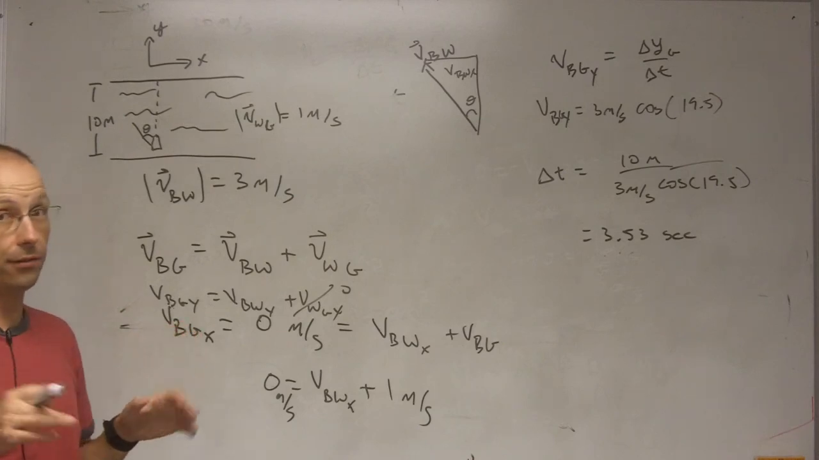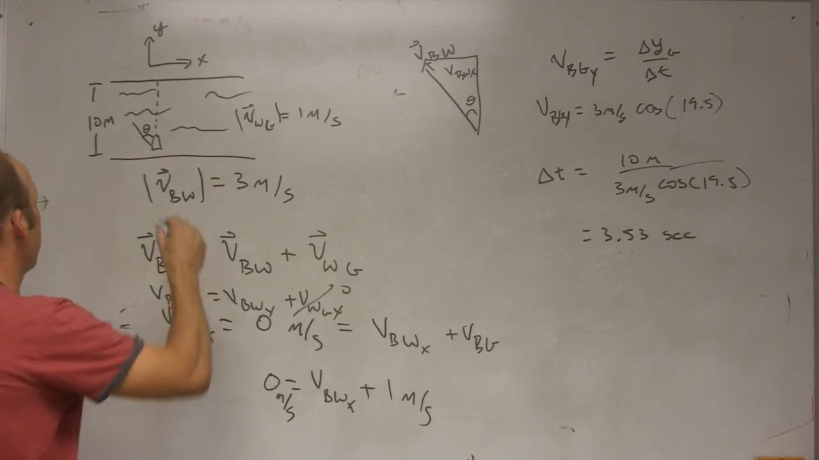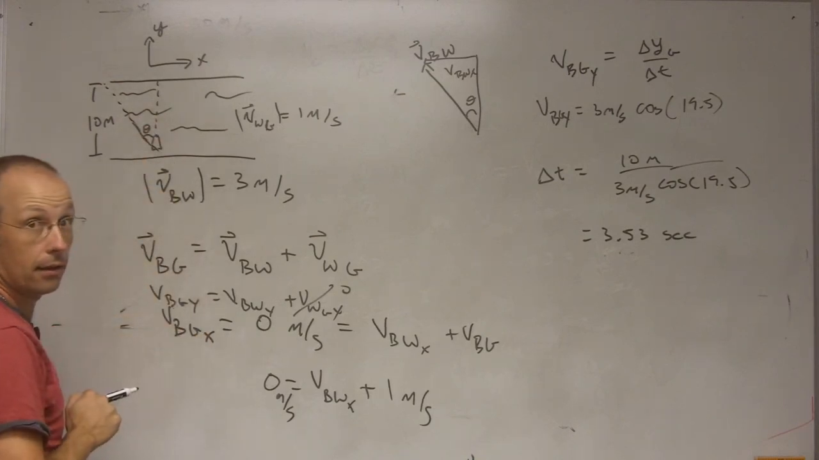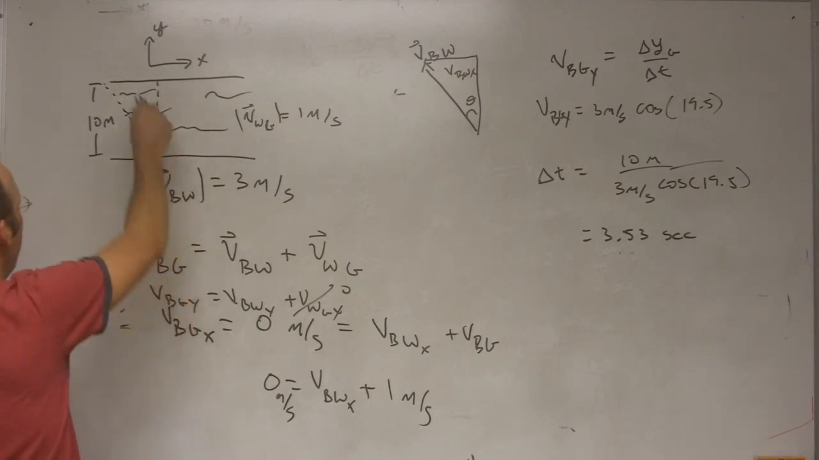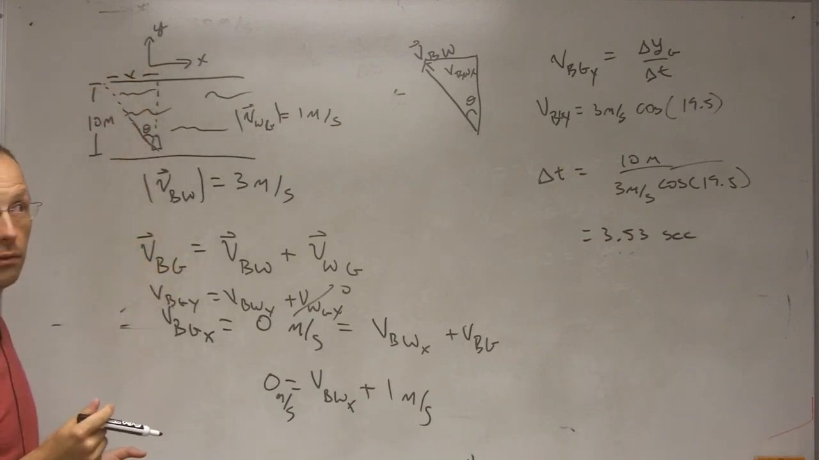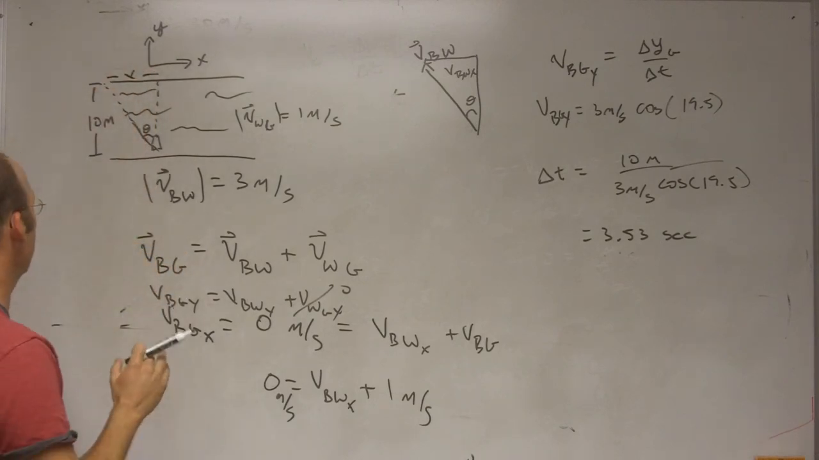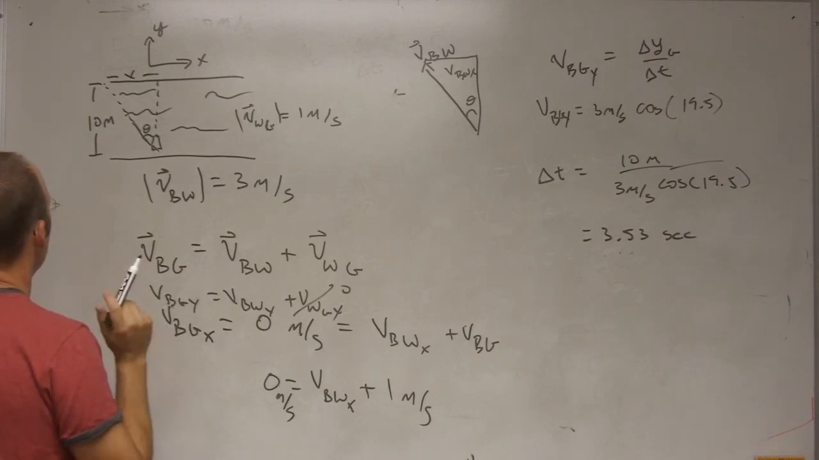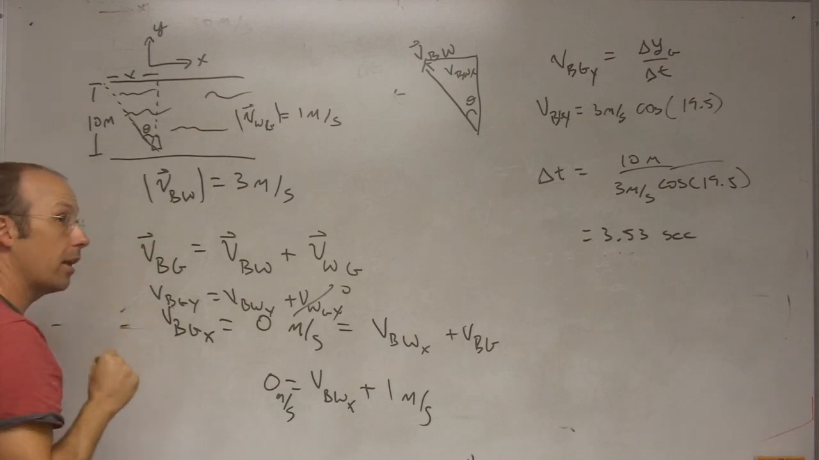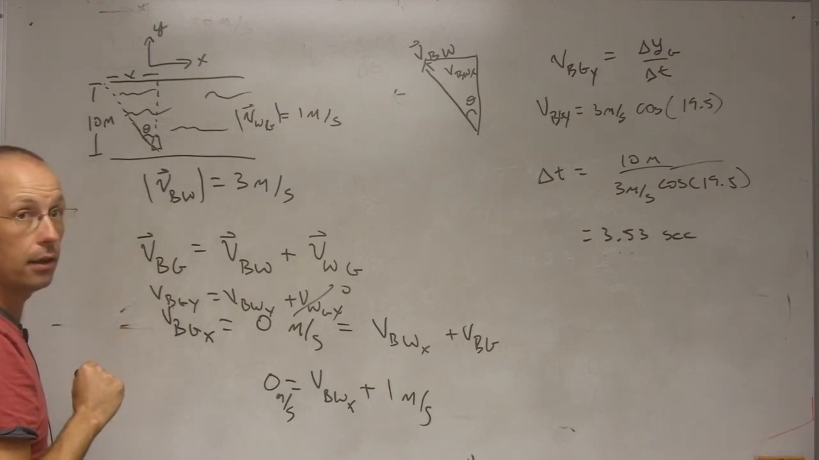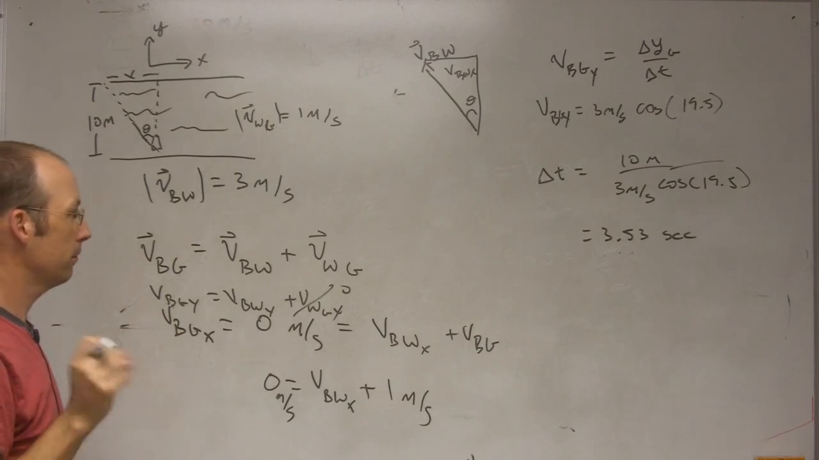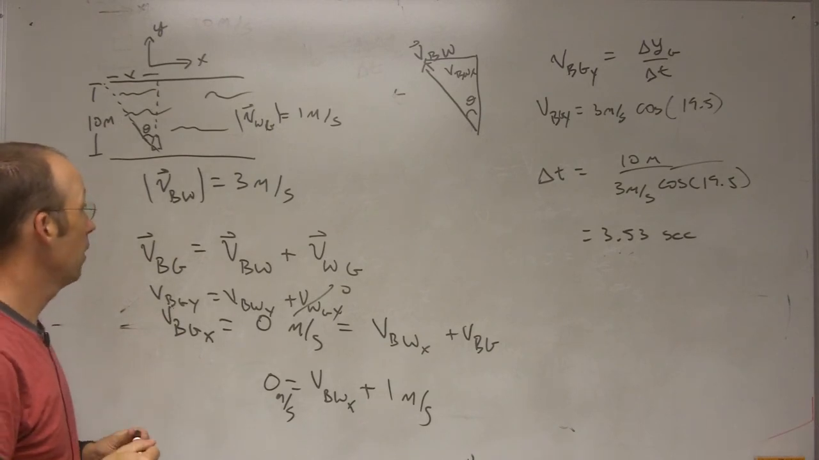Another question that you could ask that I'm not going to ask: how far is this path like that? And how long and how far downstream does the person travel? Oh, actually, no, that's a different question. The question is, what if they aim straight across? Would they get across faster or not? And how far downstream this way would they go? So I'll leave that one for you. Okay.